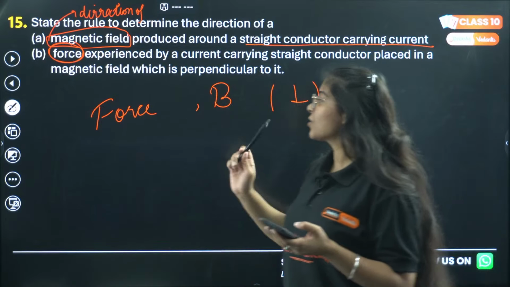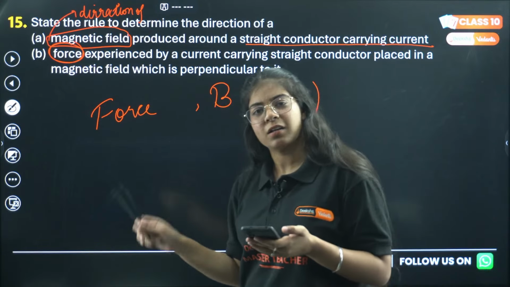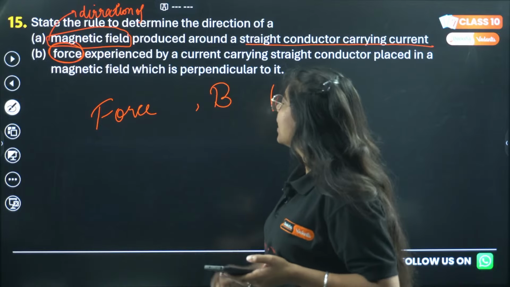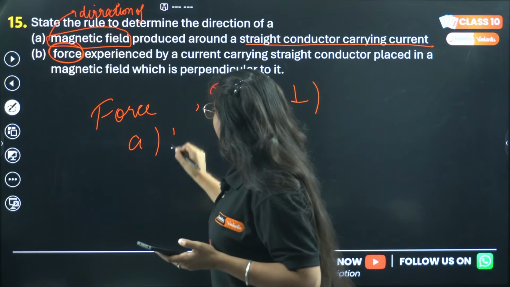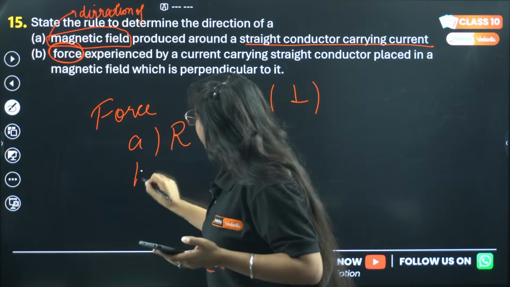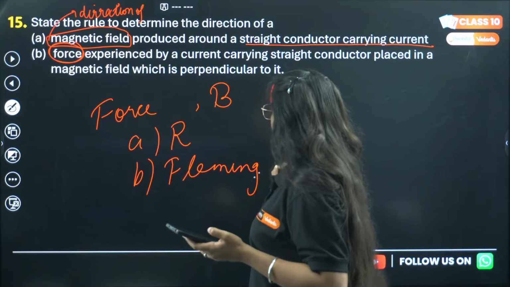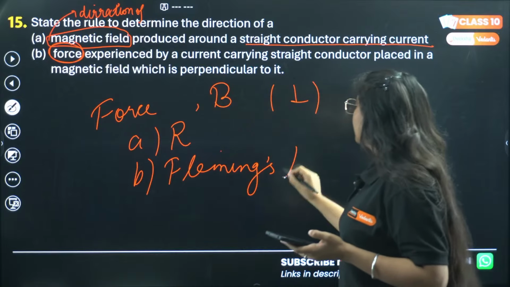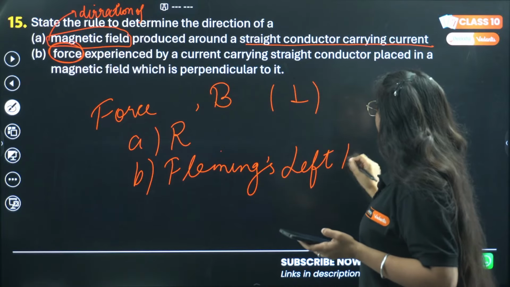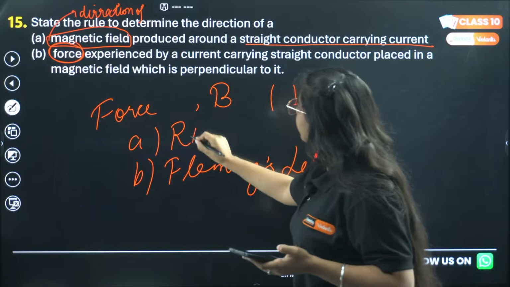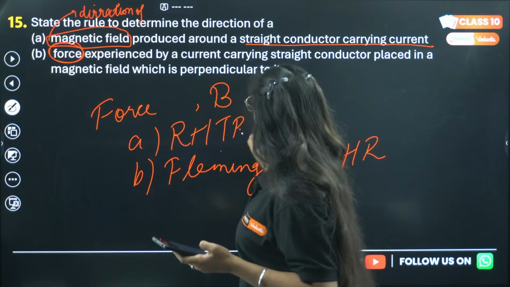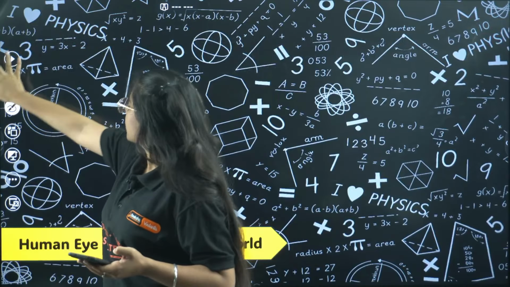Okay, everyone is doing so great. I guess you are on the way to score 95 plus. This is great. A is right hand thumb rule. I am not going to write the whole thing. Okay, and B is Fleming's left hand rule. Just don't forget to mention Fleming's left hand rule. Okay, and this is right hand thumb rule. Okay, moving on to the next question.